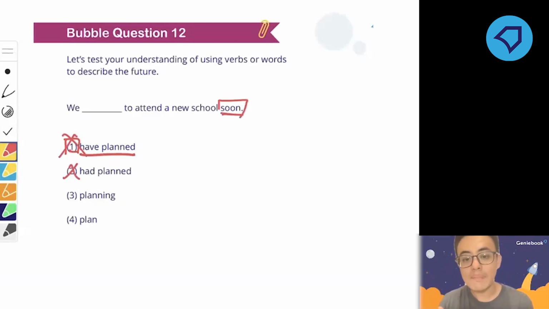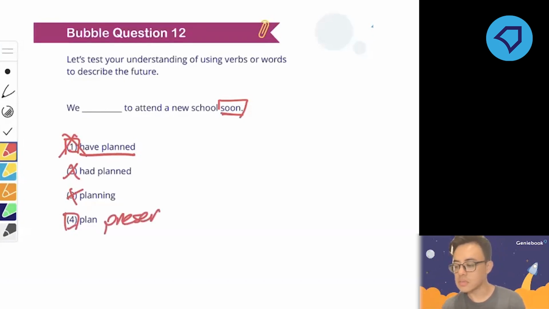You can say we are planning to attend a new school soon. That's fine, but not quite correct. So the answer should be number 4. We plan to attend a new school soon. If you don't have the future tense, you just use the present tense, which is plan. We plan to attend a new school soon.